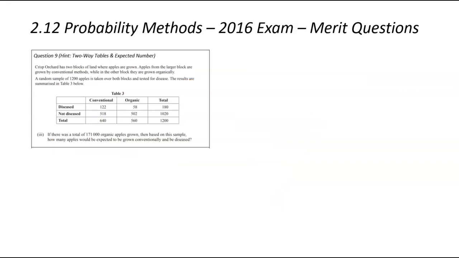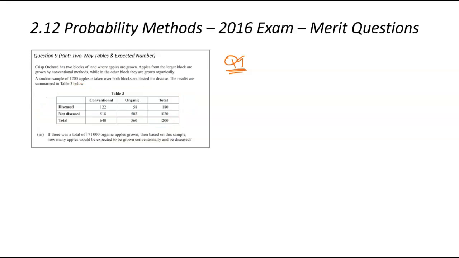We're now on to question number 9. And this question here was deceptively hard. It looked easy, but deceptively hard. So I think a lot of us would have gone down the wrong route by mistake. So we've got a two-way table discussing conventionally grown apples, organic apples, versus if they're diseased or not.